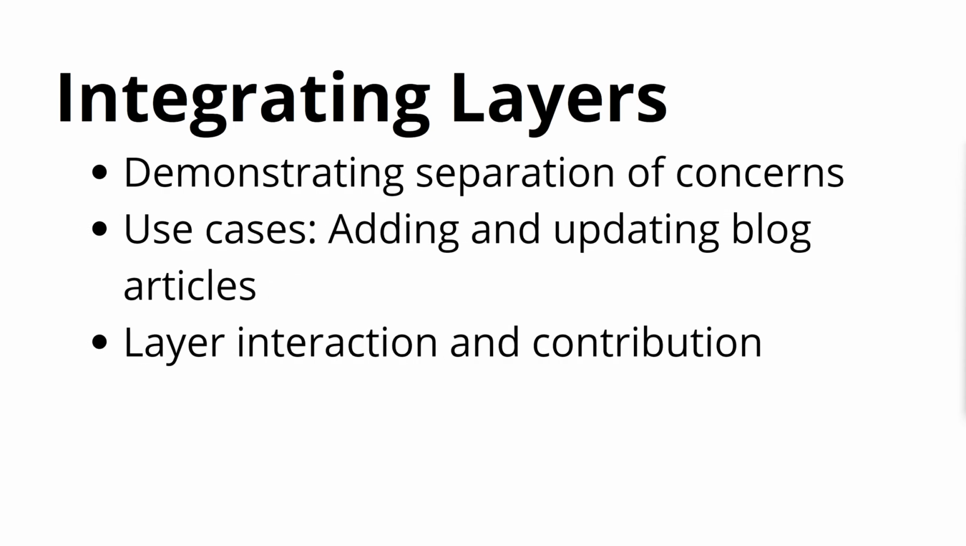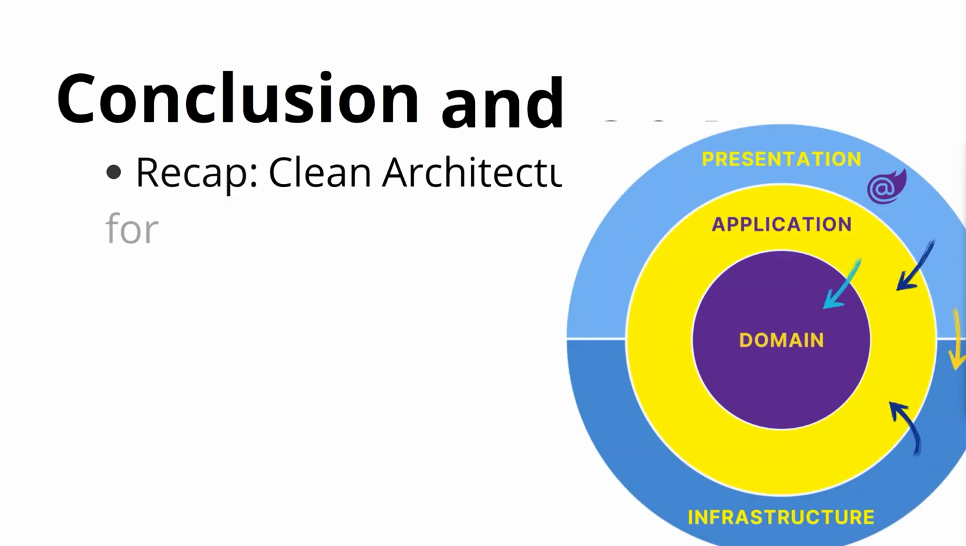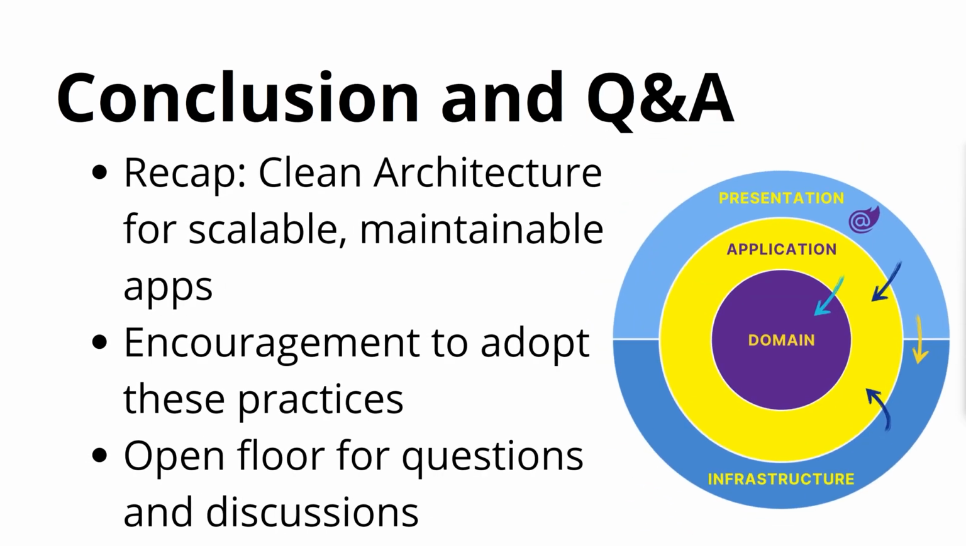Now, integrating these layers in our blog, we see a clear separation of concerns, which is crucial for maintainability and scalability. We will walk through several examples or use cases of different blog features like adding a new article, updating it, and so on, demonstrating how each layer contributes and interacts with others. So to conclude, clean architecture offers a structured, maintainable approach to software development. It's particularly well suited for applications like a blog or an e-commerce application, where scalability and maintainability are crucial. I encourage you to adopt these practices in your projects, and of course, I'm here to answer any questions you might have.